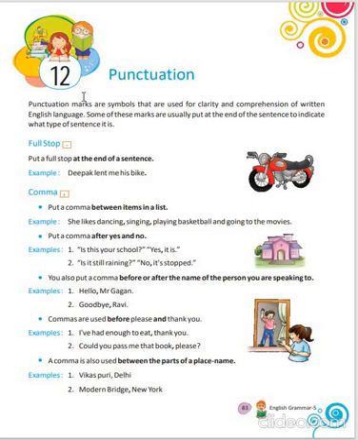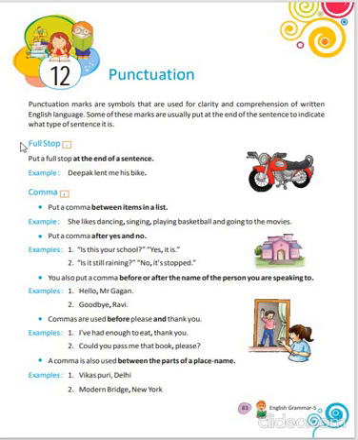Let's start chapter 12, punctuations. Children, punctuations are very important symbols. Because of these punctuations, we can have clarity and comprehension of our language. So let's learn which punctuation we have to use at what time.